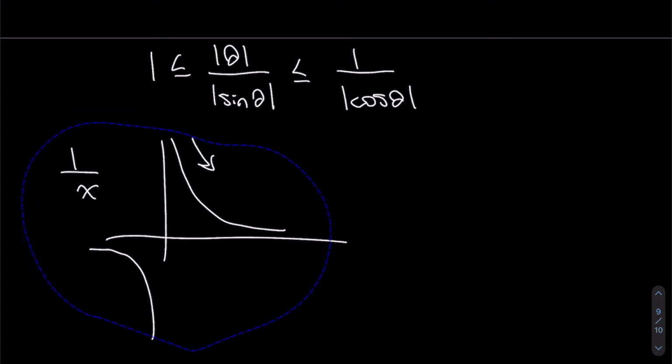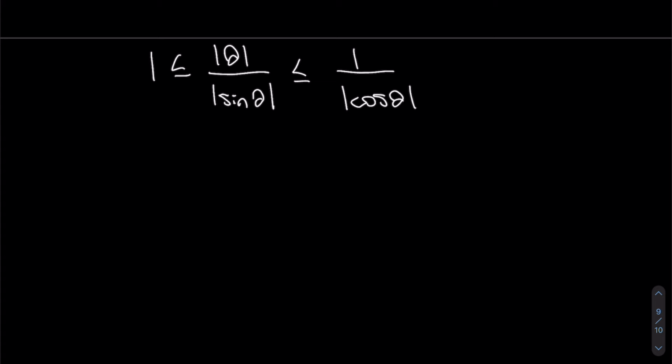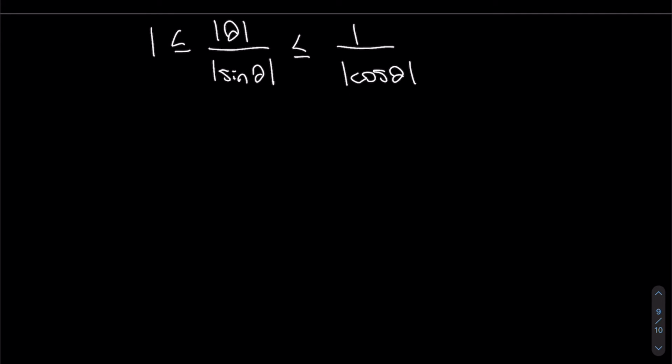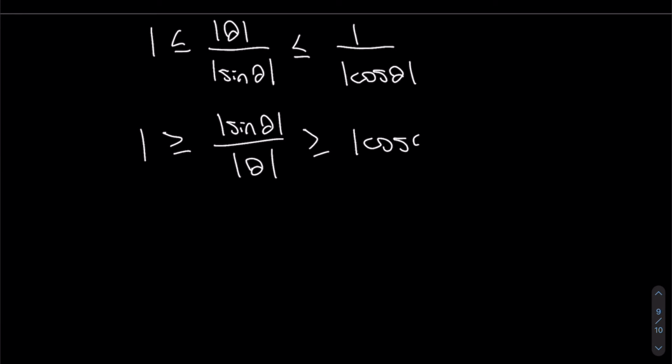And I'm not trying to get too much into this right now, but I feel like a lot of people aren't familiar with how to use the less than or equal to signs. But if I do something that's a decreasing function to it, I have to flip around all those signs. So the reciprocal of 1 is 1. This will change to a greater than or equal to. This reciprocal is sine theta over theta. Again, that sign flips. And this is cos theta.